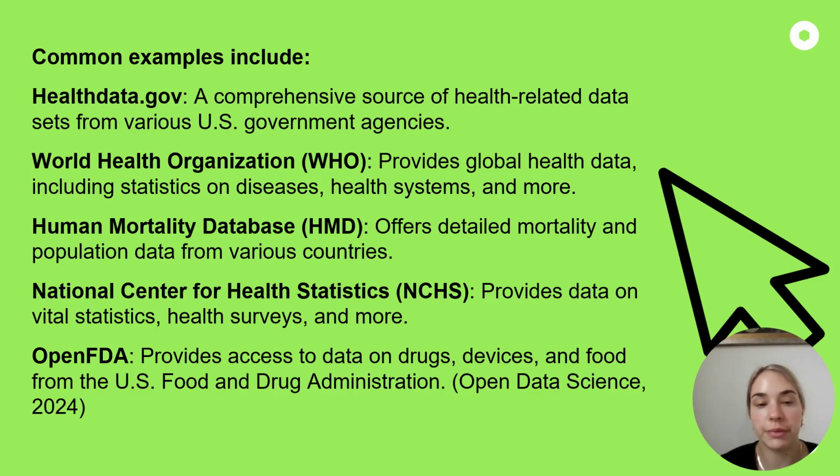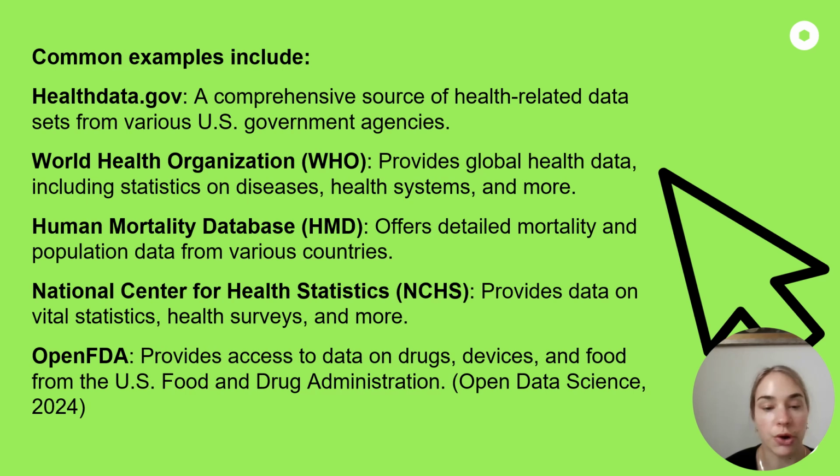Great examples of websites that have a preponderance of data are healthdata.gov, World Health Organization, Human Mortality Database, National Center for Health Statistics, OpenFDA. Other examples we can think of are the CDC or NHANES. So what do we do with these websites and why do they matter?